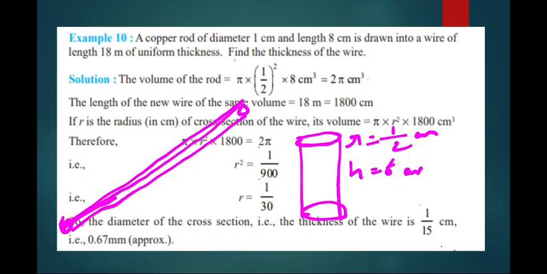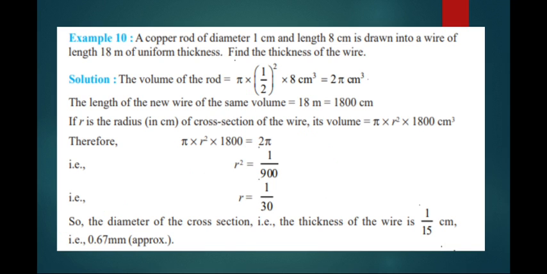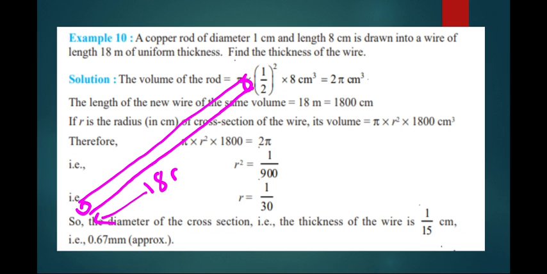For this wire, length, that is h1, is given as 18 meter. Find the thickness of the wire. That means you have to find the radius, actually you have to find the diameter of the wire. Here it is 18 meter. You have to find the diameter. The thickness means the diameter of this wire.